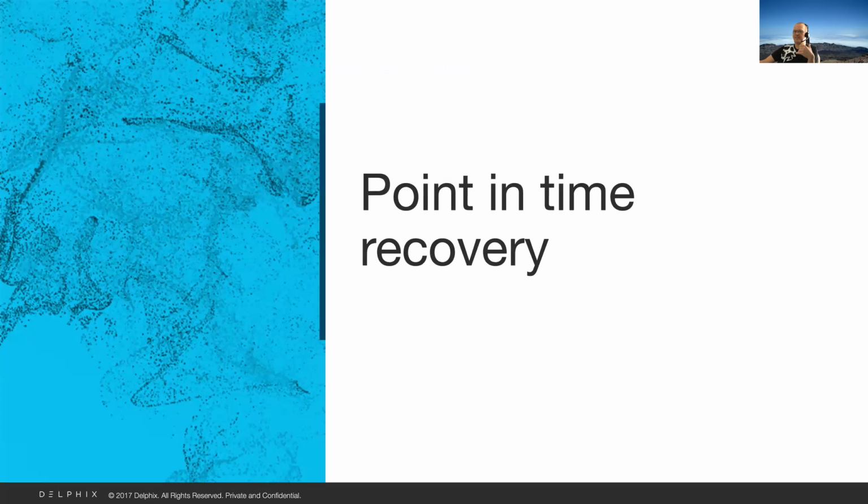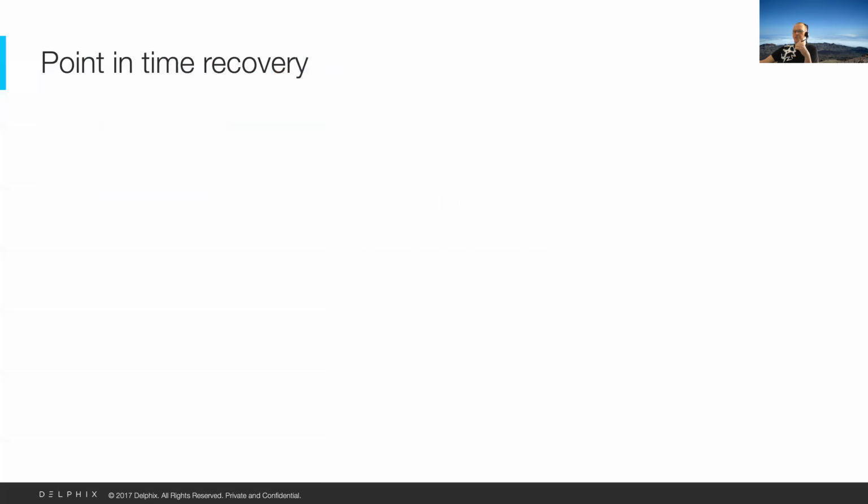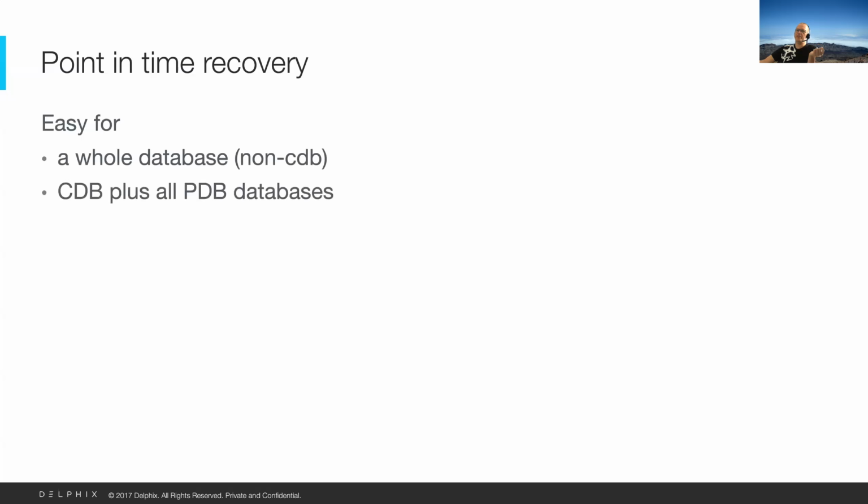From the backup perspective, very often we have to do point-in-time recovery, and that's a little bit more tricky. So what is point-in-time recovery? It's pretty easy if we are doing this for the whole database, especially non-CDB, or if you're doing this for the CDB plus all PDBs, or if you have a PDB with local undo. But keep in mind that archive logs are still shared across the whole CDB. So basically, it's a little bit more complicated than it should be.